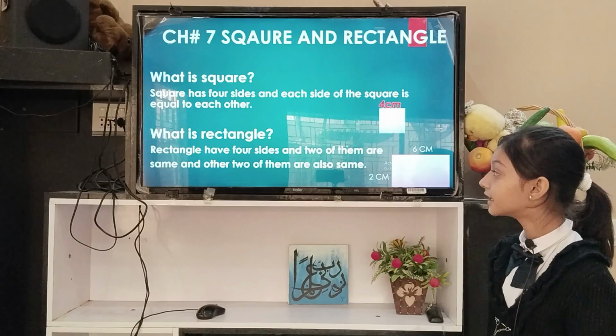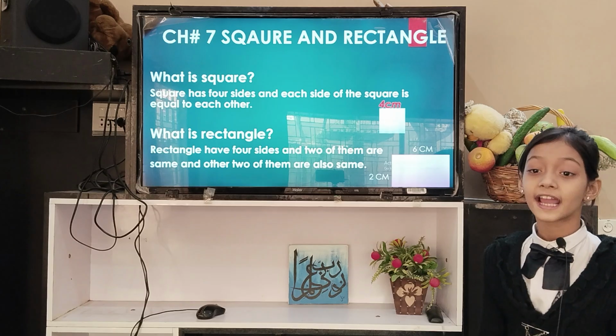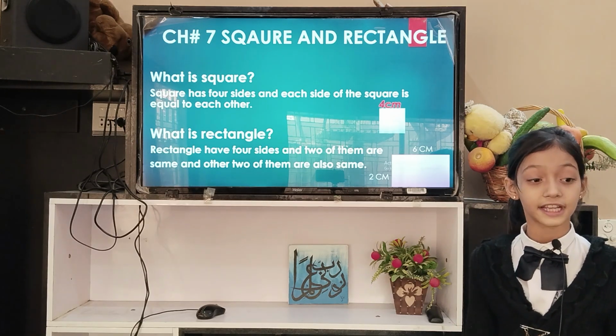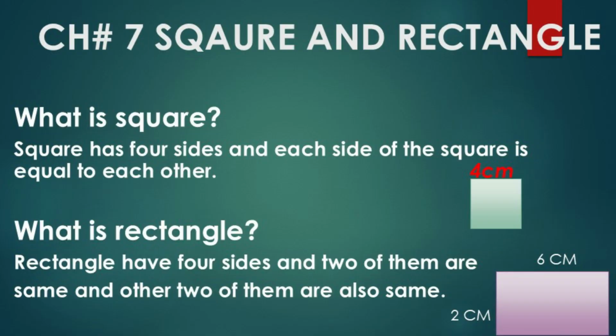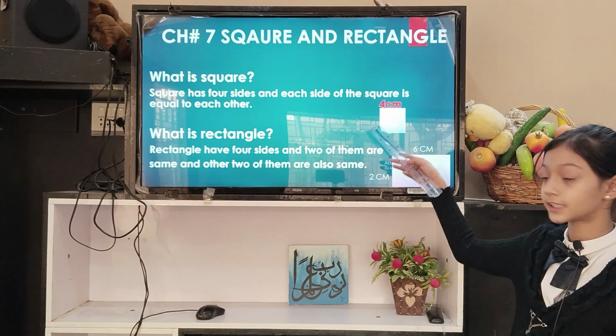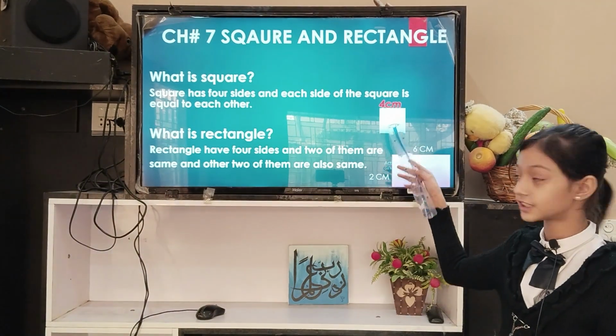Chapter number 7, squares and rectangles. Here is a square. A square has 4 sides and each side of the square is equal to each other. As you can see in this picture, this line of the square is 4 cm. So it means this line and this line are also 4 cm.